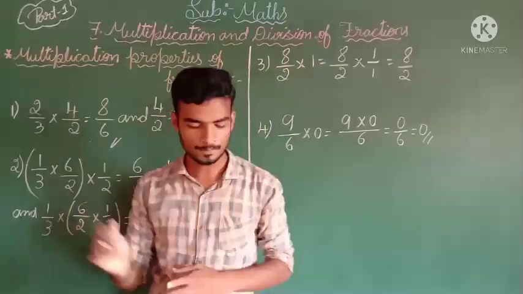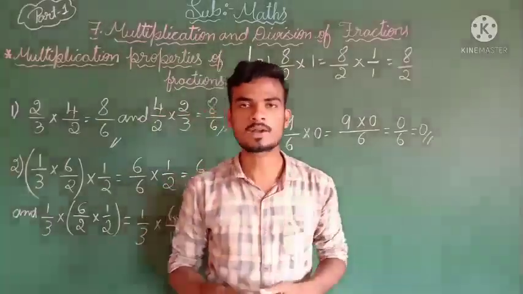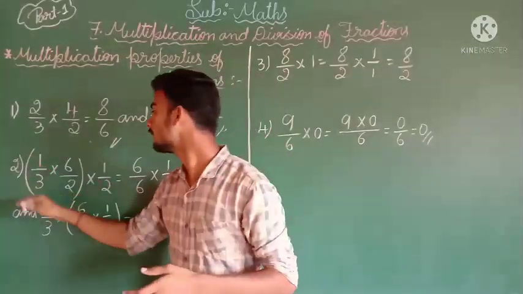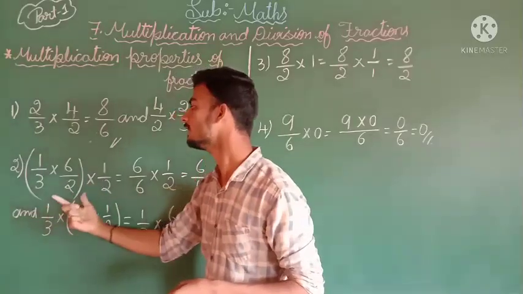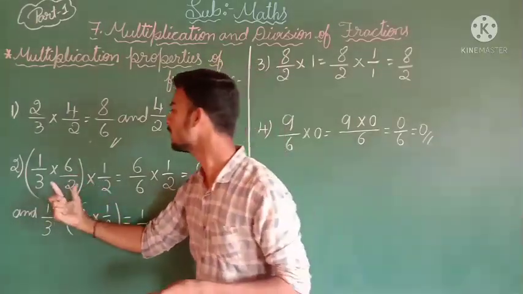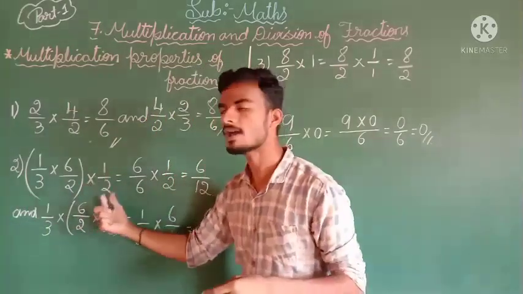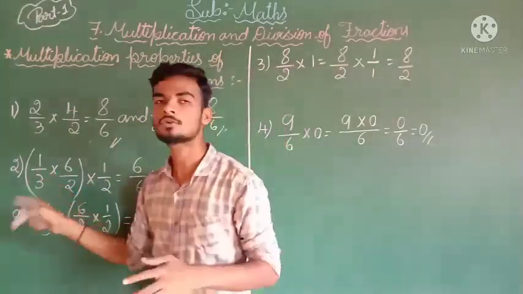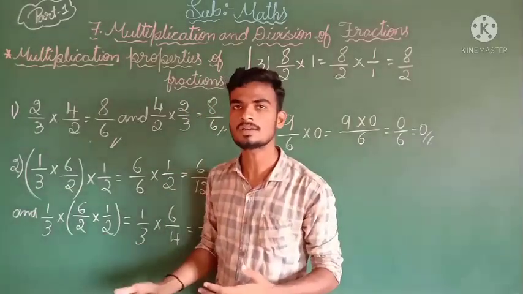Then the second property: changing the grouping of 3 or more fractions does not change the product. See here, some groups that we have made. 3 fractions are given. In these 3 fractions, first I have made 1 group for 2 fractions, and one I have left as it is. So if the group changes, does the product change or not, that we have to check.